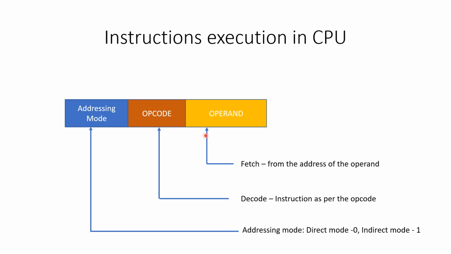So if we want to connect fetch, decode, and execute to this particular instruction, the fetch is all about getting the data, or getting the operands. The operational code is all about decoding what kind of instruction is going to be executed here. And the addressing mode refers to whether I'm going to work with a direct addressing mode or indirect addressing modes. We can also refer to this concept of fetch, decode, and execute as a pipeline.